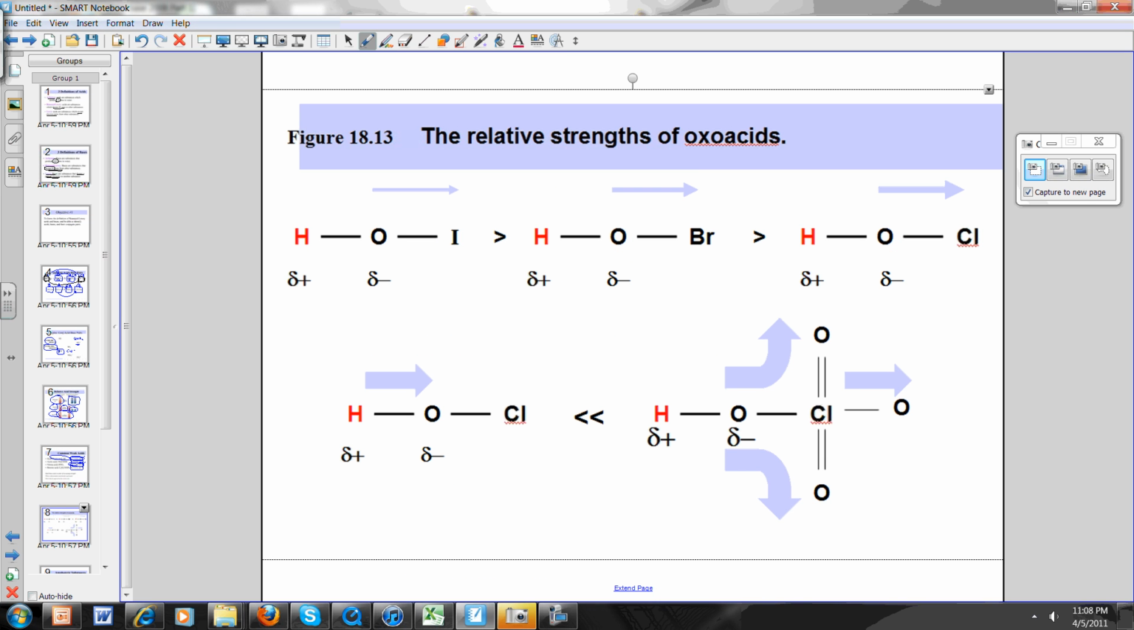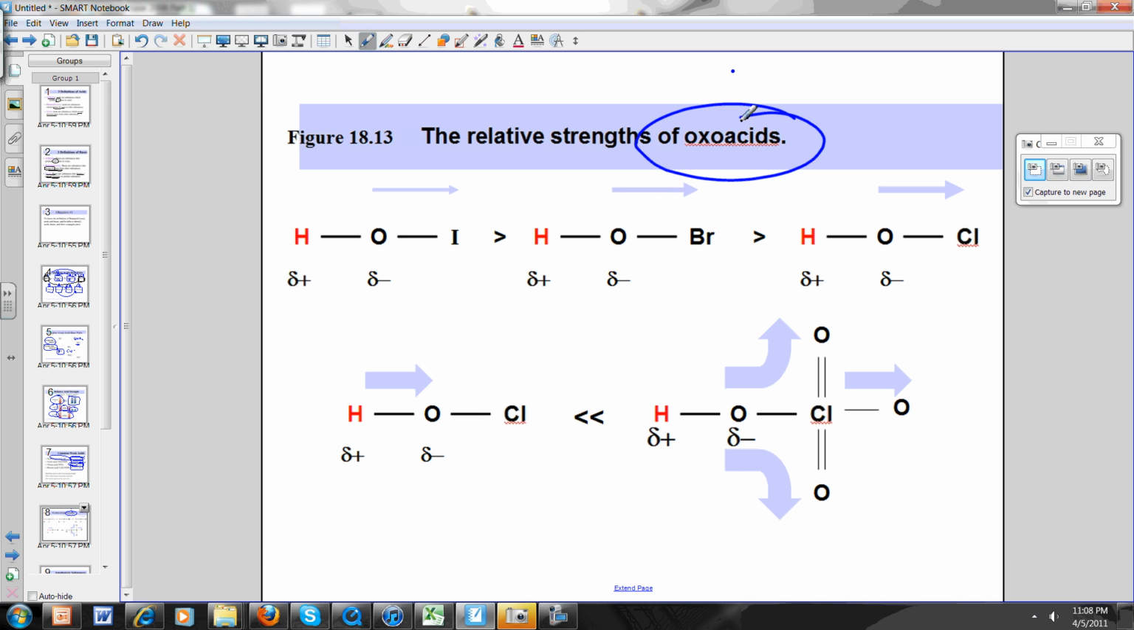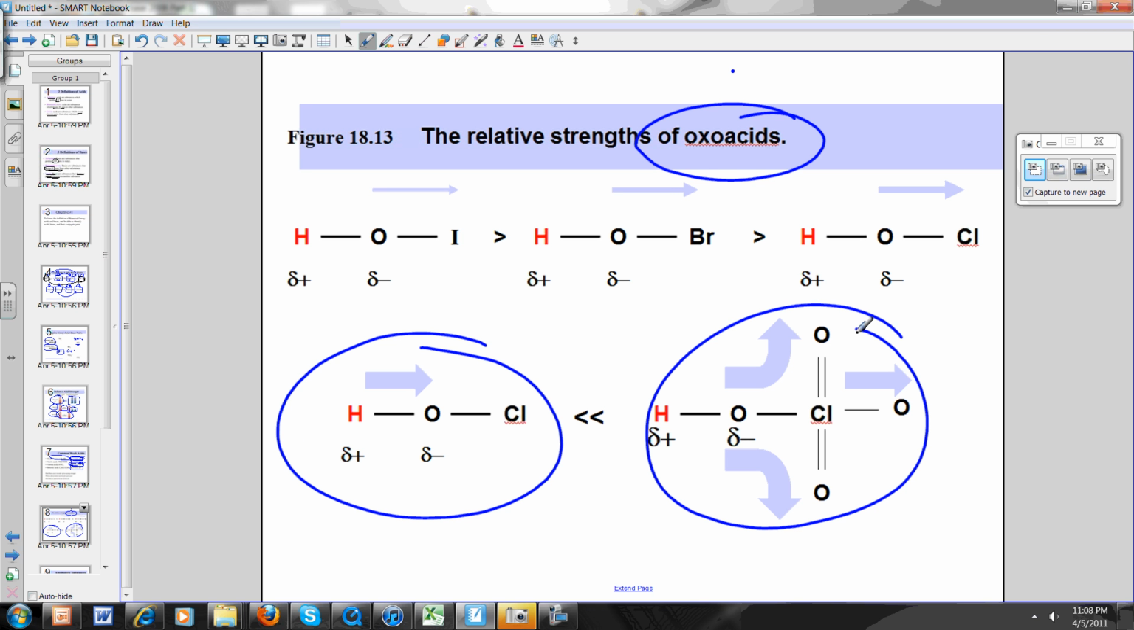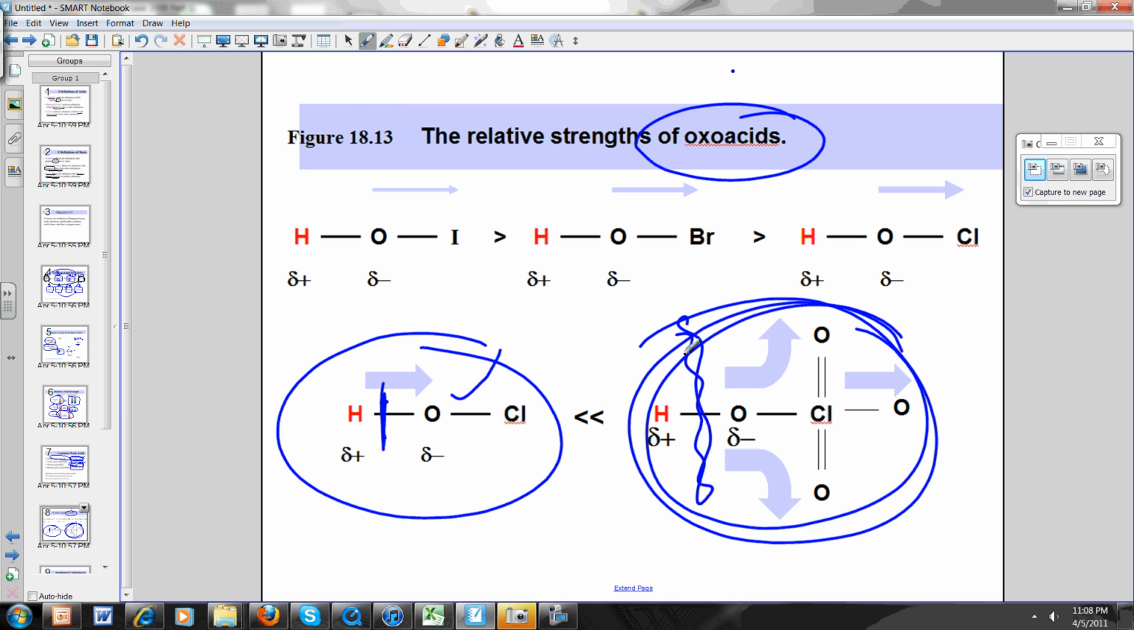One of the things that comes up on the AP exam a lot is oxoacids. How do you determine the strength? The first thing you look at is the number of oxygens. If you take a look at the difference between this acid and this acid, the greater the number of oxygens you have, the weaker the bond. It's going to weaken the bond, so the easier the H snaps off. So if you look here, this has 1 oxygen, this has 3. Therefore, the bond here is easier to break, making that a strong acid.